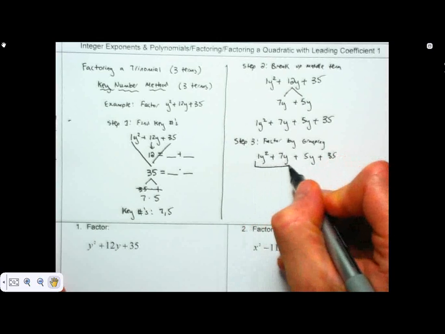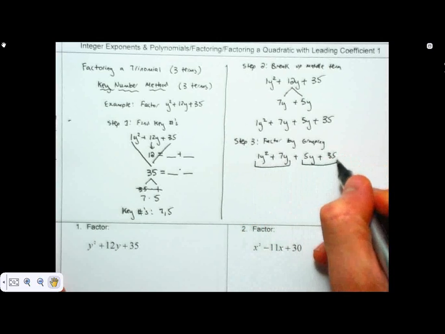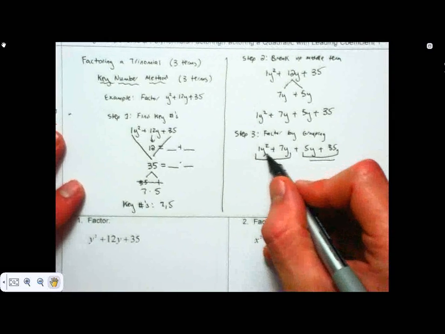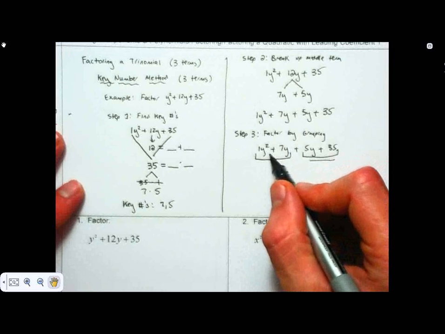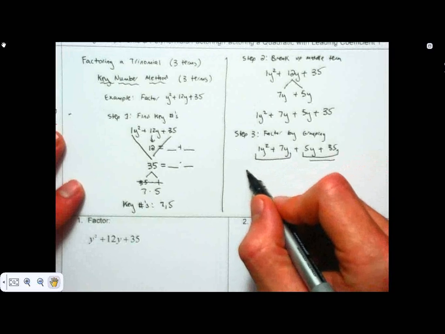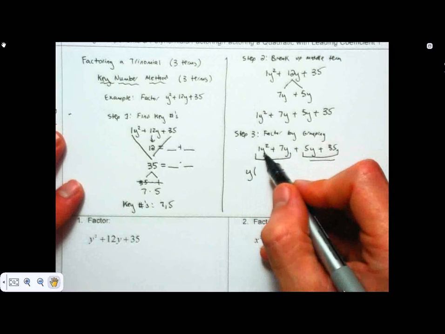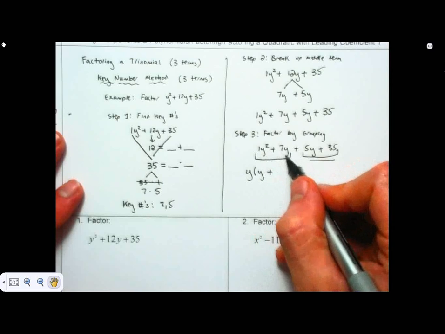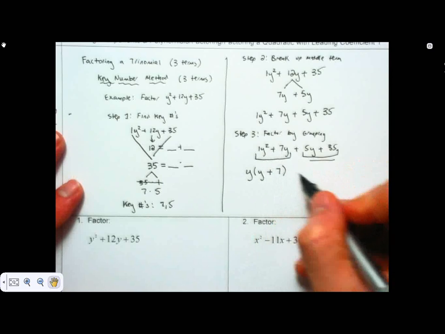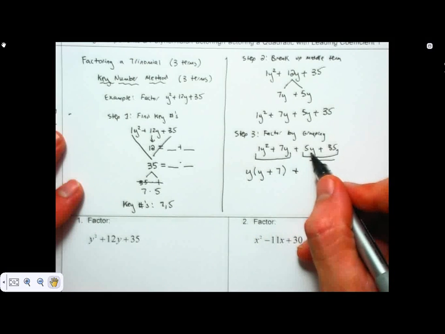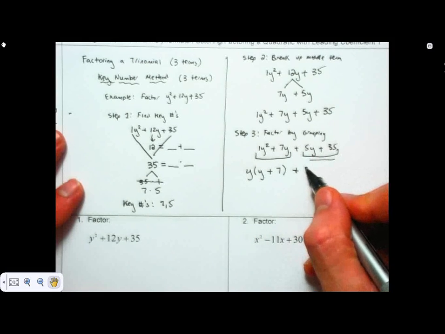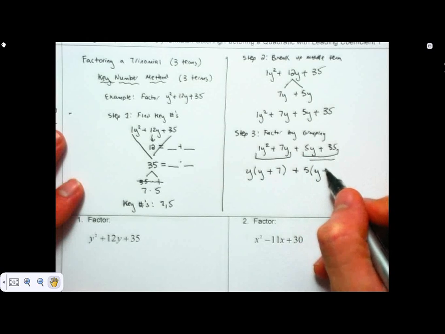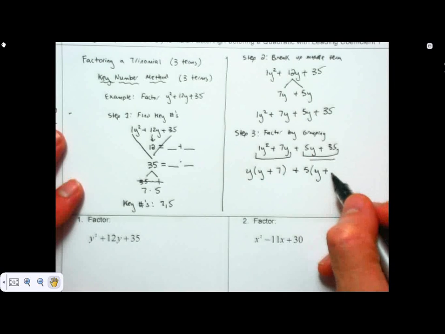If I group the first two terms together and the second two terms together, let's see if that gets us anywhere. Looking at the first two terms, their greatest common factor is just y, so I'm going to pull that out. If I factor a y out of the first term, that leaves a y left over, and if I factor a y out of the second term, that leaves a 7 left over. In the second group, the greatest common factor between 5y and 35 is 5. If I factor a 5 out of the first term, I'm left with y, and if I factor a 5 out of the second term, I'm left with 7.